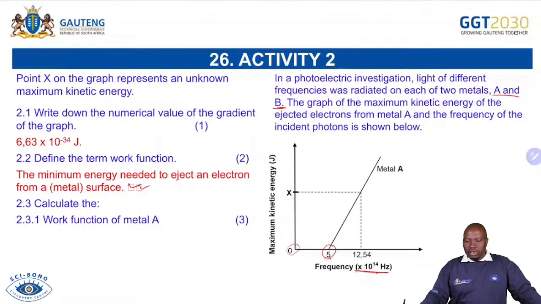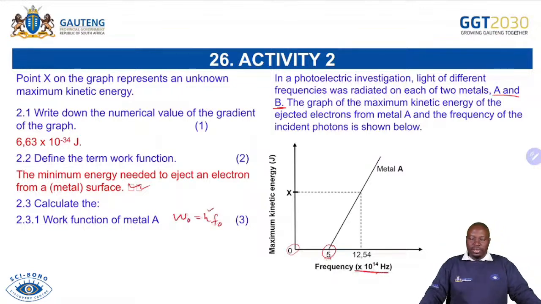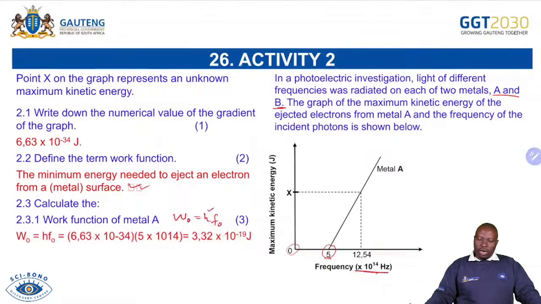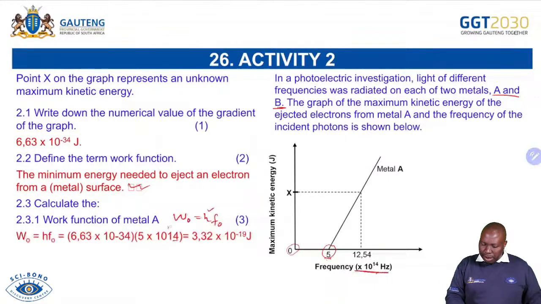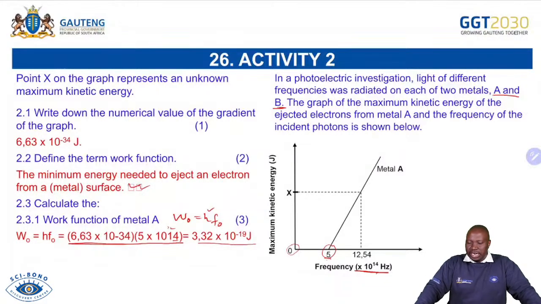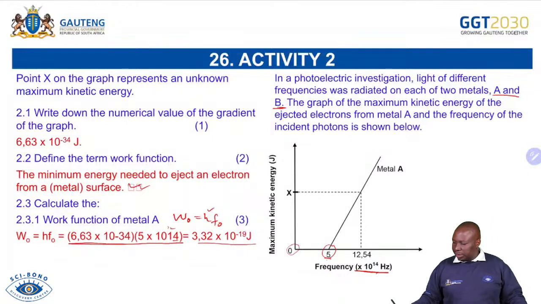Most work function, we're talking about W0, which we said is equal to hF0. h is Planck's constant, which we said is 6,63 times 10 to the power of minus 34, times F0, you got it. So definitely you are able to do your calculation by substituting your 5 times 10 to the power of 14, and then times 10 to the power of minus 34. You multiply the 2, and you get 3,32 times 10 to the power of minus 19 joules. Remember, we said it is measured in joules.